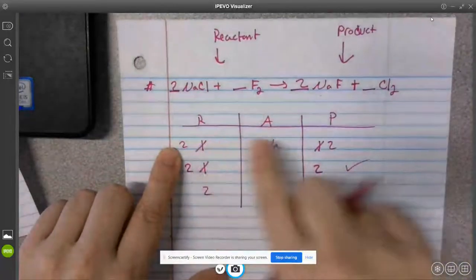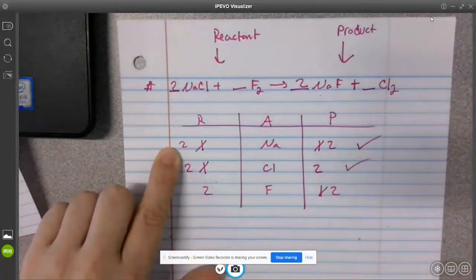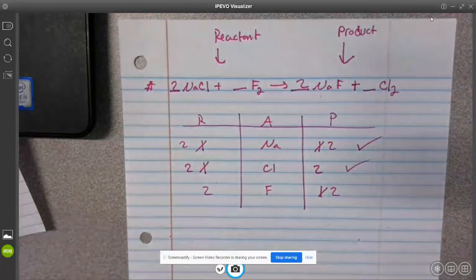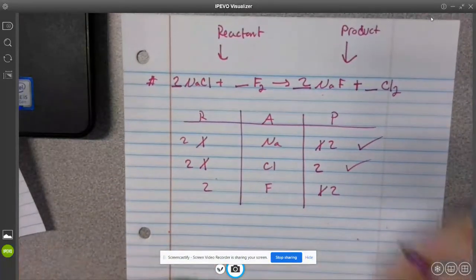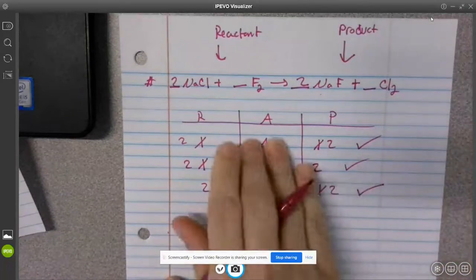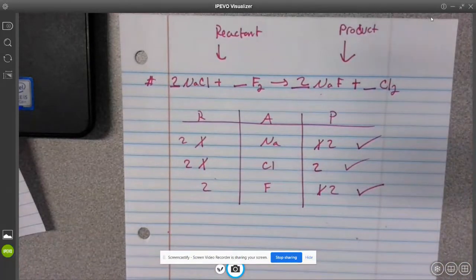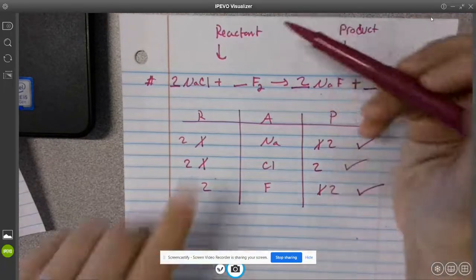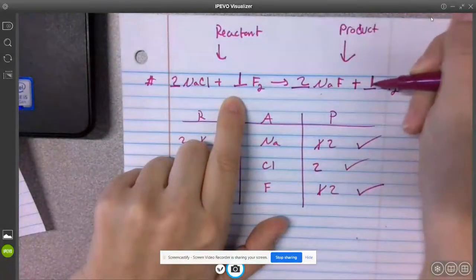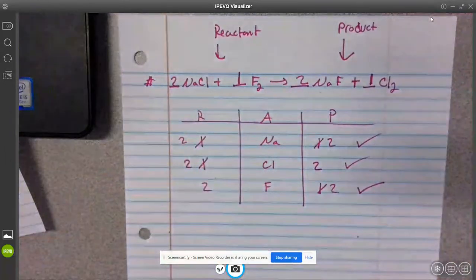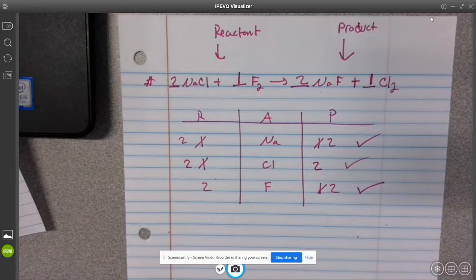And I'm going to double check. 2 and 2, sodium is good now. So let's check out fluorines. Let's see what happened here. 2 and 2. So they actually balanced out whenever I was balancing out sodium. So that works out perfectly. So I didn't mess with these two, so I'm going to keep my number 1 because there's still at least 1 there. Even if there's not a number, we have to have the understanding that there is 1.